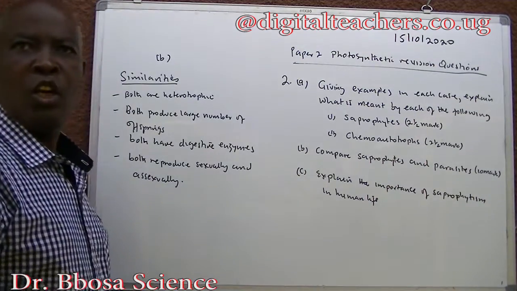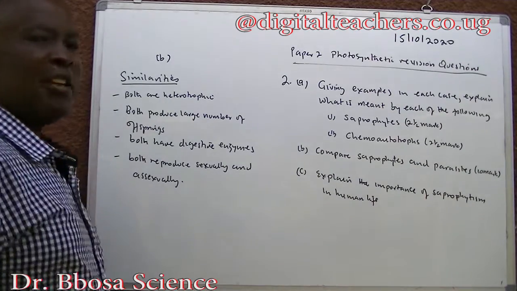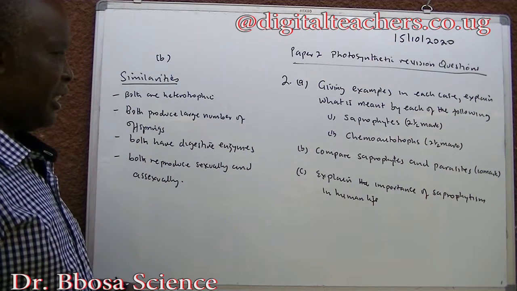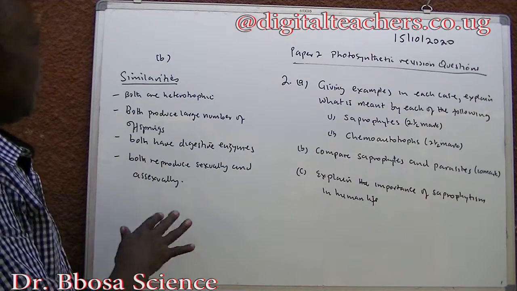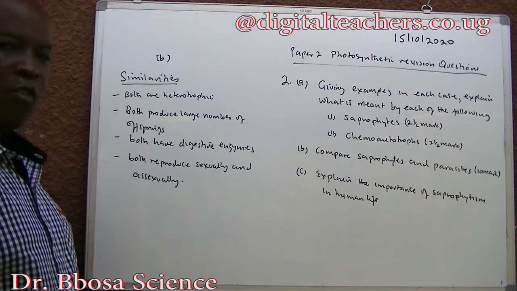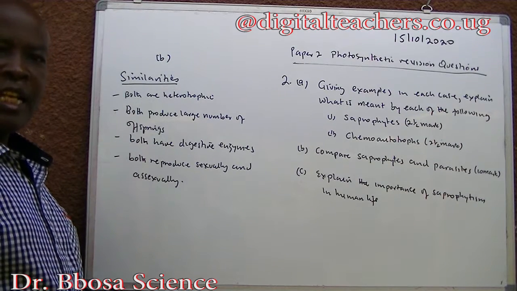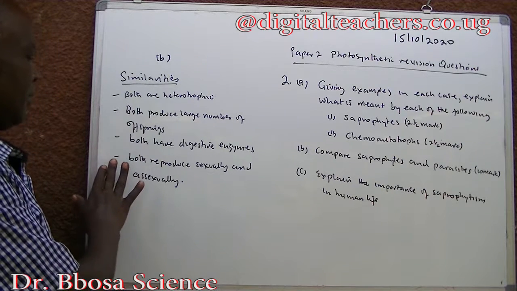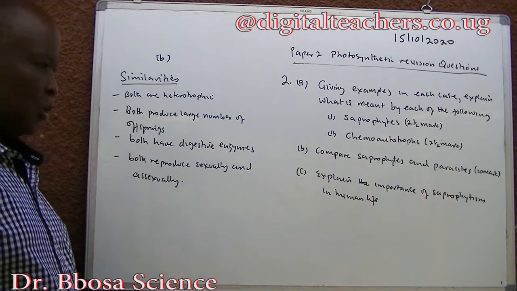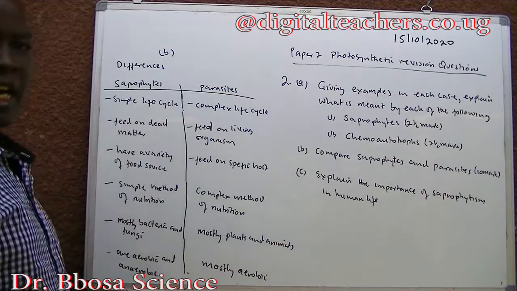B. Compare saprophytes and parasites. Compare means that we give similarities and differences. Similarities: 1. Both are heterotrophic. 2. Both produce large numbers of offspring. 3. Both have digestive enzymes. 4. Both reproduce sexually and asexually. Then, differences between saprophytes and parasites.